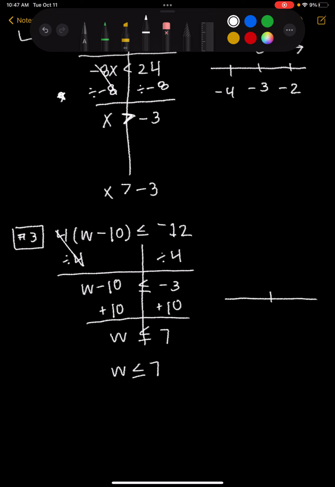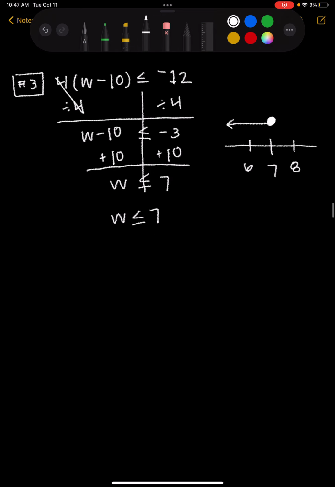When I graph that, we find 7 on the number line. Because it's a less than or equal to sign, it's a filled in dot. Because the W is on the left side, we can follow the arrow, which points left. So my graph also points left.